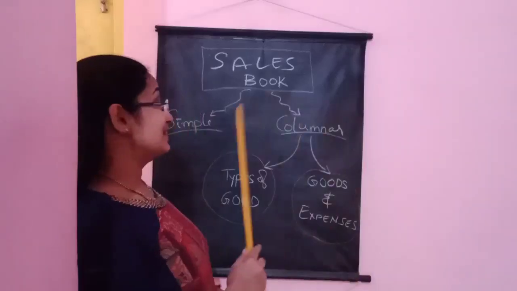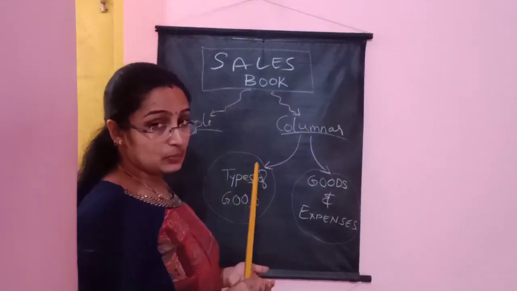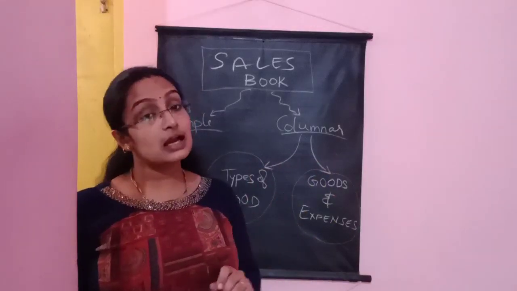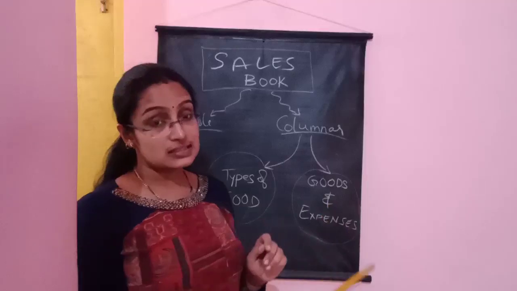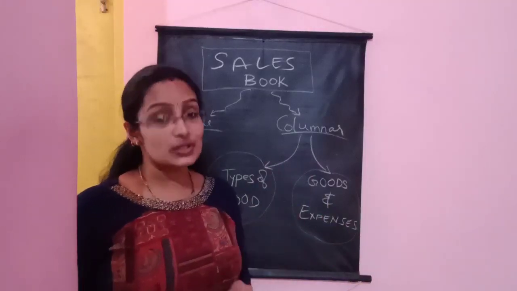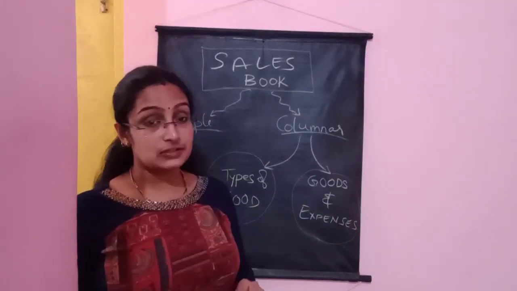And now, after seeing what the sales book is, let's see how it is prepared. There are two ways of preparing the sales book. Let's see them. One is the simple sales book. Here only the particulars and the amount column are given, and in the columnar sales book there are various columns prepared other than the particulars.